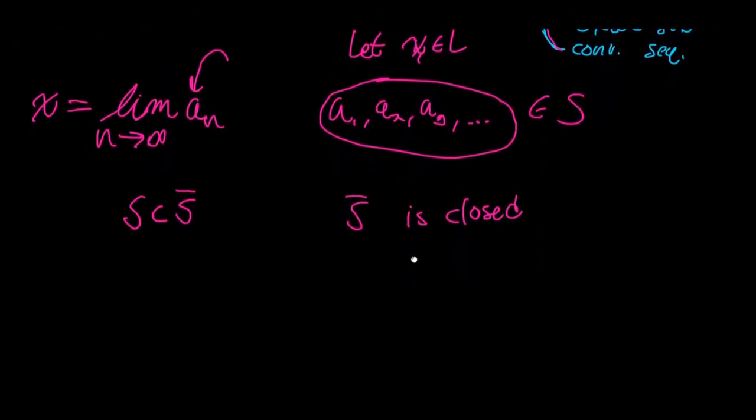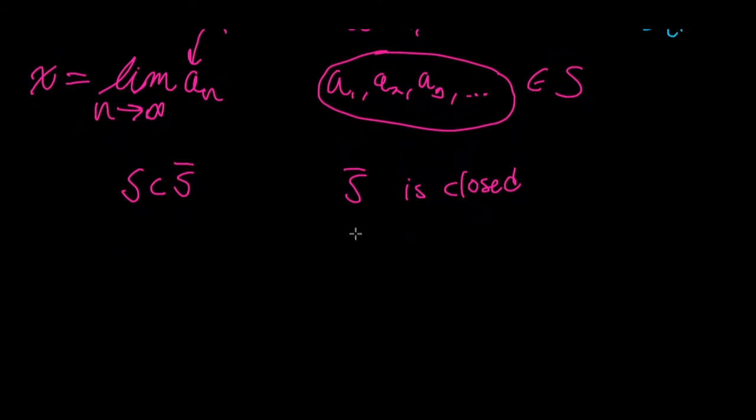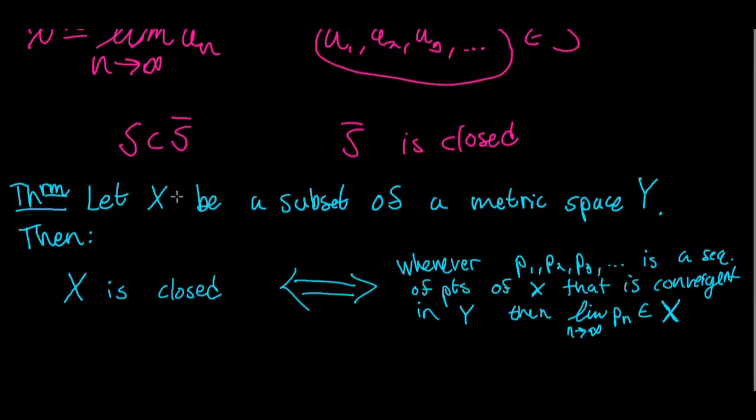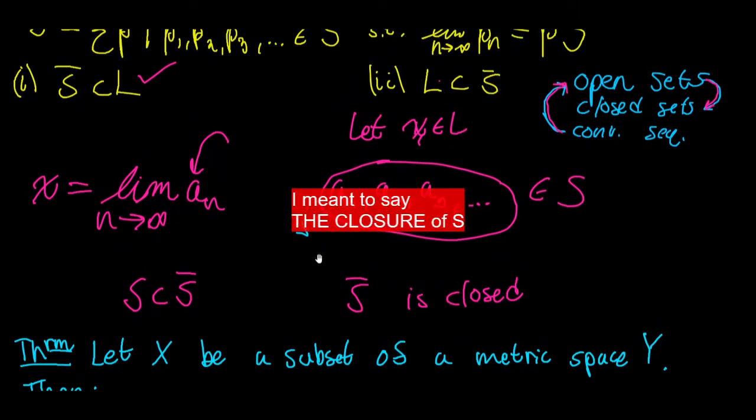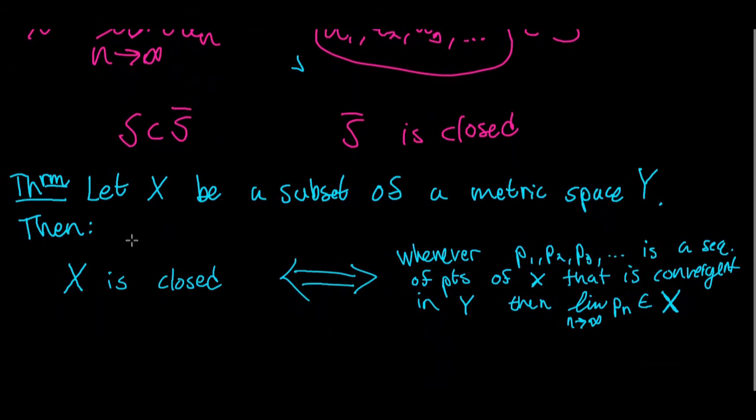I'm going to unveil the following theorem that's going to come in handy. This theorem I'll in fact prove in a separate video. Here's the theorem that makes proving this statement up here, that L is a subset of the closure of S, much easier. So let's talk about what this theorem is saying. Let X be a subset of a metric space Y. Then X is closed if and only if, whenever p1, p2, p3 is a sequence of points of X that is convergent in Y, the metric space in which X lives, then the limit of this sequence, all of whose points are in X, is in X.